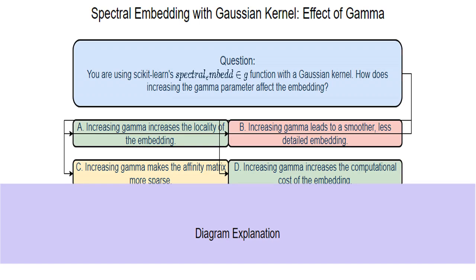While there's no diagram, I can explain the concepts visually. Imagine a scatter plot of your data. With a small gamma, the kernel considers points far apart as similar, creating a smooth, blurry picture. A large gamma only links very close points, making the picture sharper, but potentially missing larger patterns.